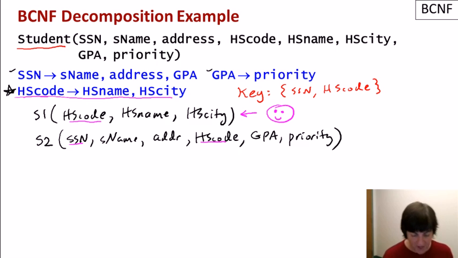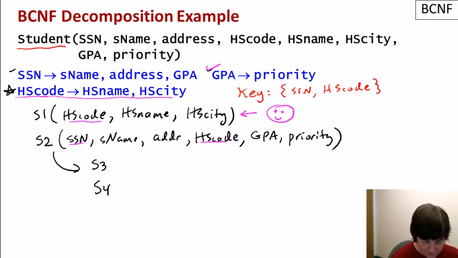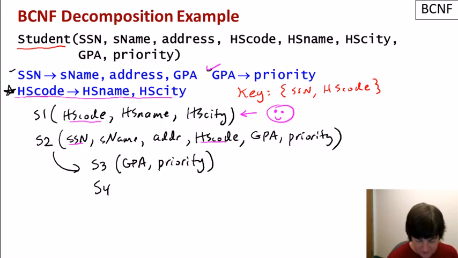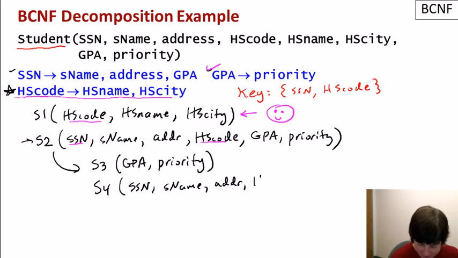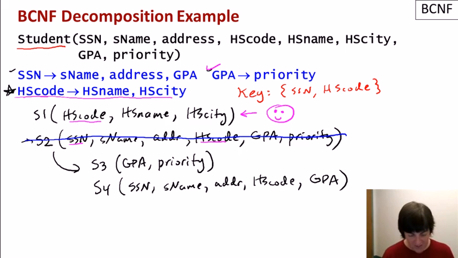So we're done with that one, but we're not done with S2. For S2, the key is still the Social Security number and high school code together. So we still have these two functional dependencies that are Boyce-Codd normal form violations. Let's take the GPA priority one and let's use that to decompose S2 further. We'll decompose S2 into S3 and S4. S3 will contain the GPA and priority from the functional dependency we're using. And then S4 will take the remaining attributes in S2 together with the left-hand side, the GPA. So we'll keep our Social Security number, name, address, high school code, and GPA, but we don't keep the priority.